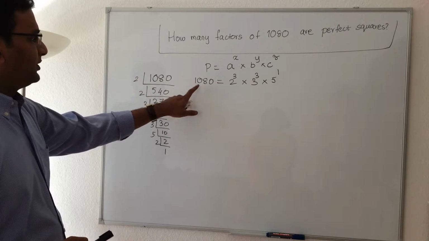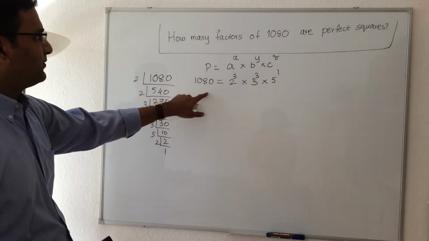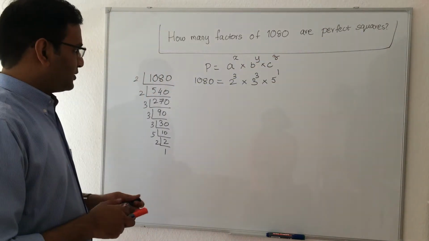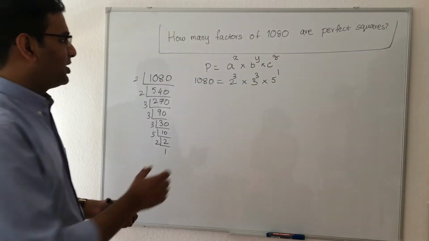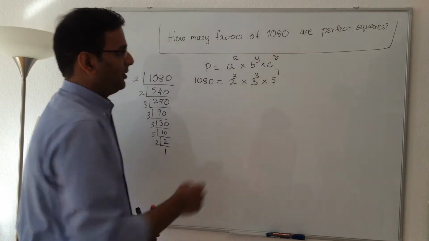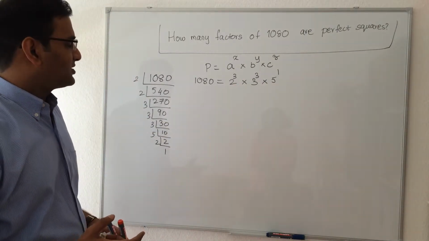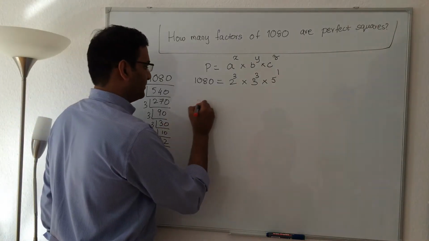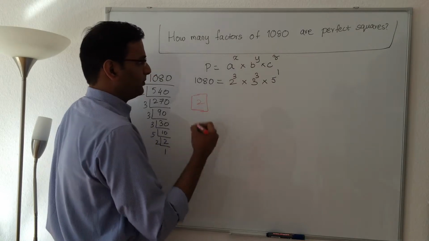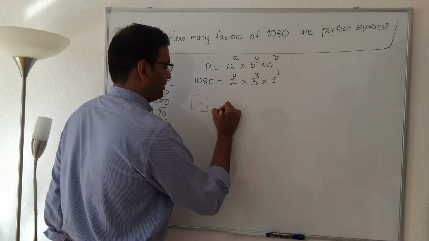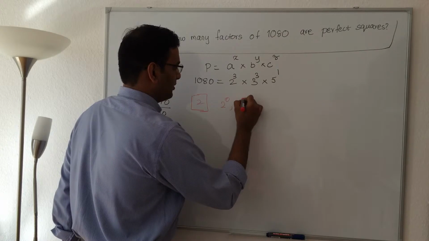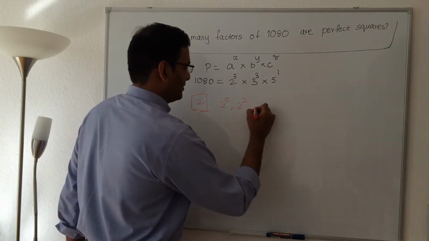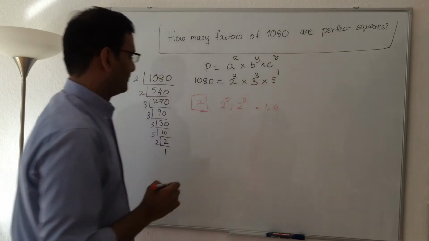But we are not asked to find whether 1080 is a perfect square or not, but we are asked to find the number of factors of 1080 that are perfect squares. So to do so, let us take each and every prime factor and calculate the number of perfect squares. So with number 2, the only perfect squares that are applicable are 2 power 0 and 2 power 2. That gives us 1 and 4.